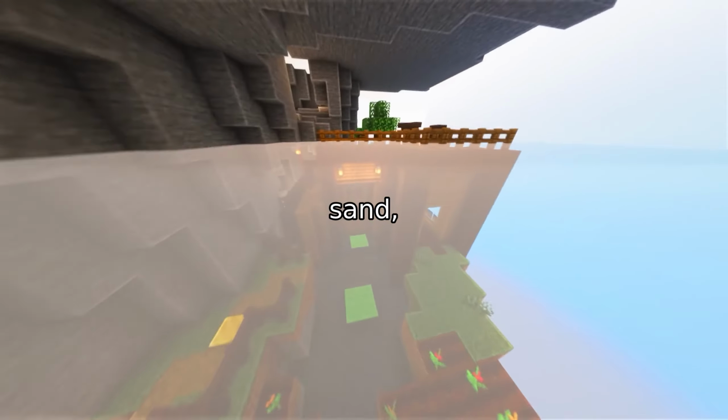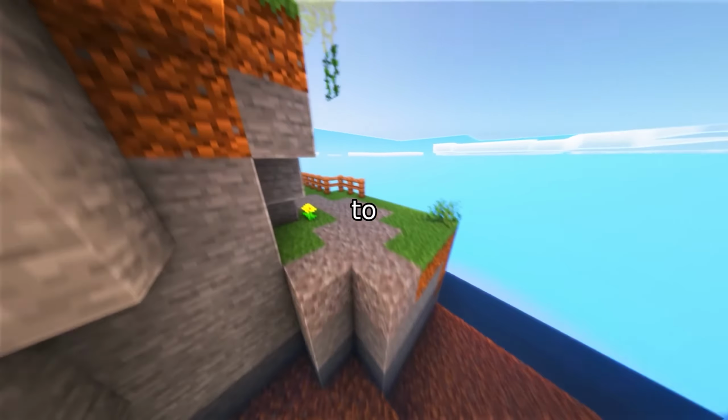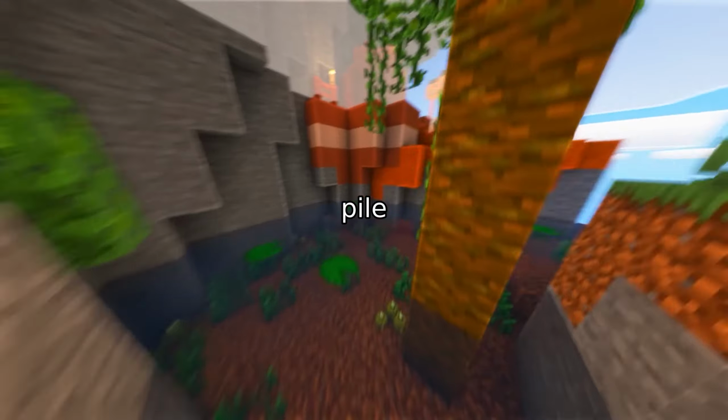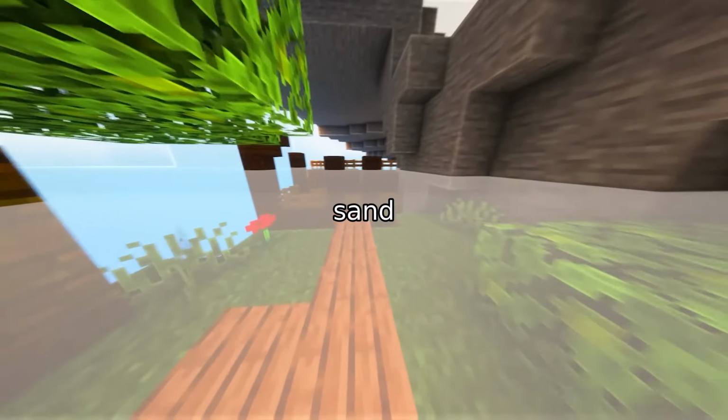Imagine two piles of sand, each representing a different probability distribution. The goal of optimal transport is to figure out the most efficient way to move the sand from one pile to the other, minimizing effort. But here's the twist. This isn't just about moving sand on a beach.